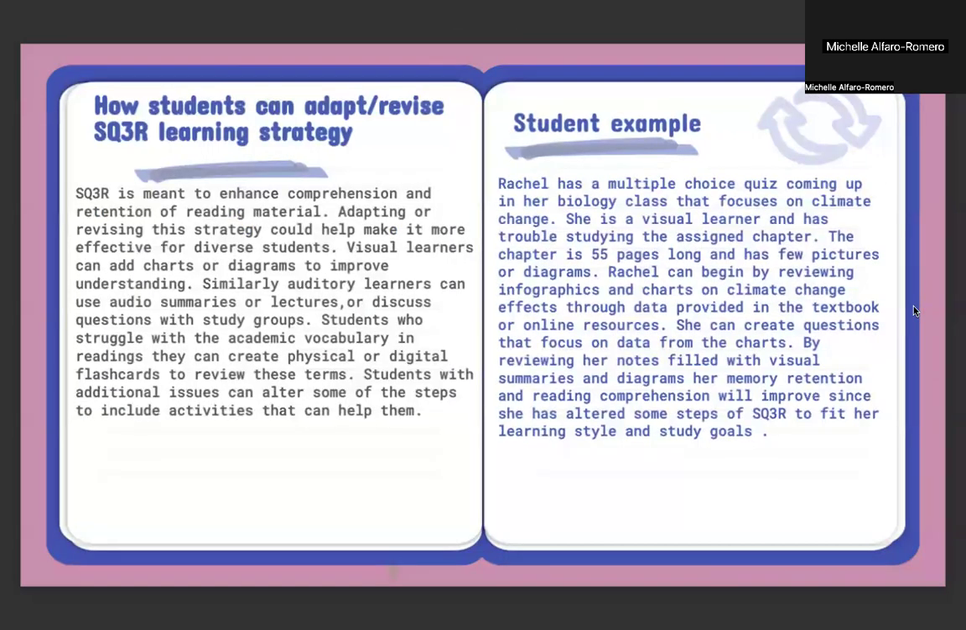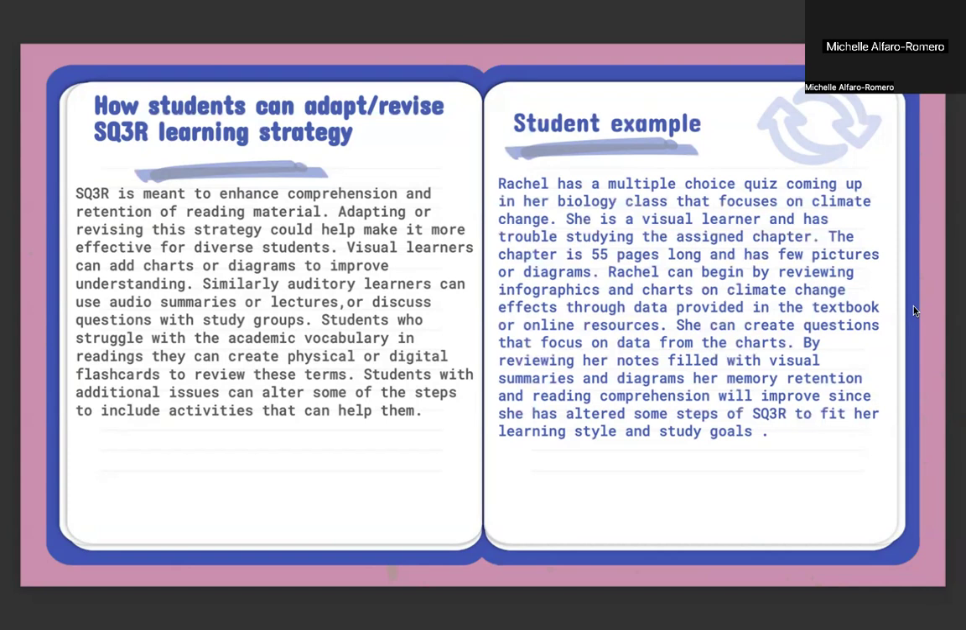How students can adapt and revise this learning strategy: the main point of SQ3R is to enhance comprehension and retention of reading material. So adapting or revising the strategy could help make it more effective for diverse students. An example of this is how visual learners can add charts or diagrams to improve their understanding. Similarly, auditory learners can use audio summaries or lectures or even discuss questions within their study groups.